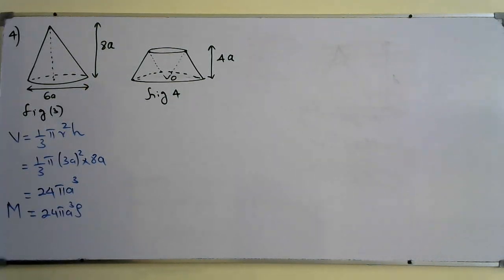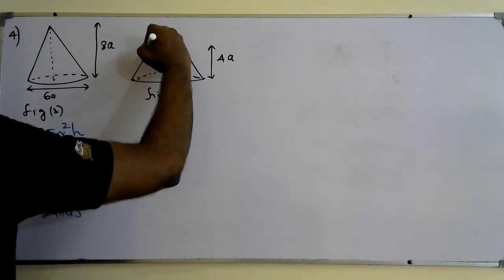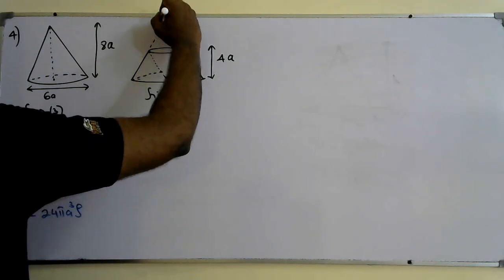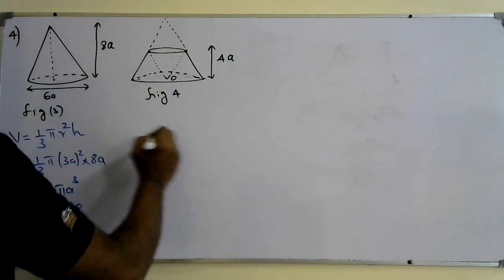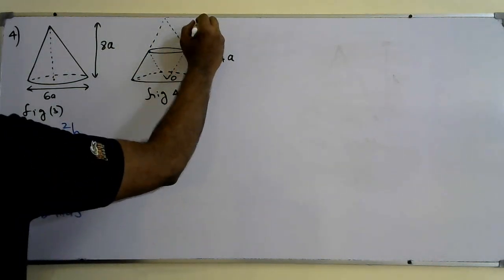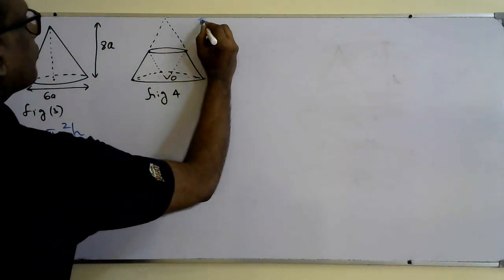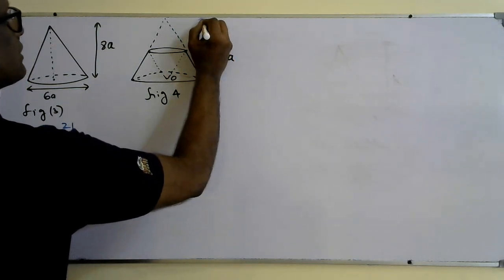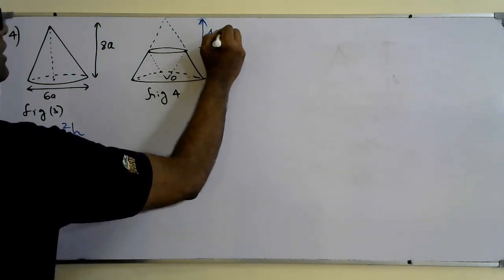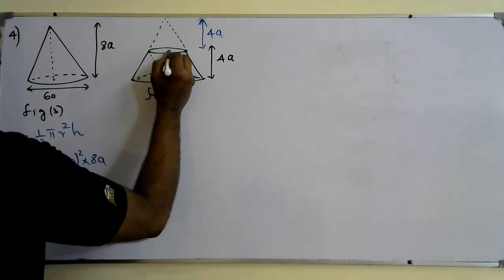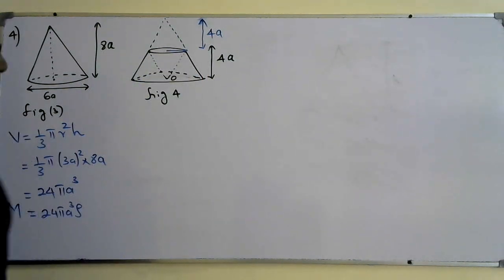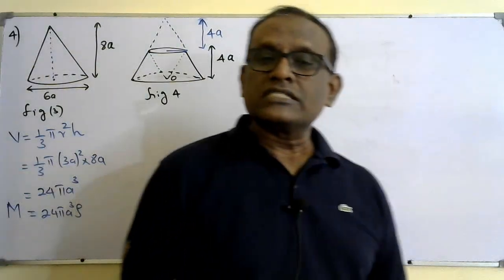Next, what could be the mass of the removed cone? If I consider this one like this, this is 4a, this is 4a, this is the portion removed. So I need to find the mass of this removed portion, that is 4a. For that I must know the radius of the removed cone. So how can I find the radius? I can use similar triangles.